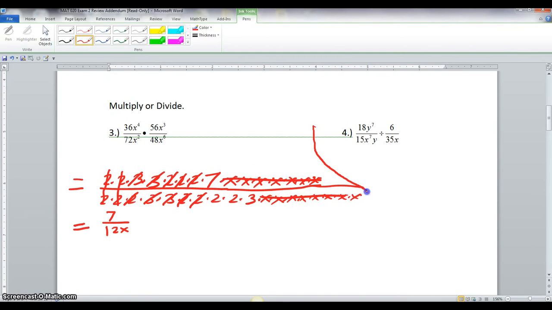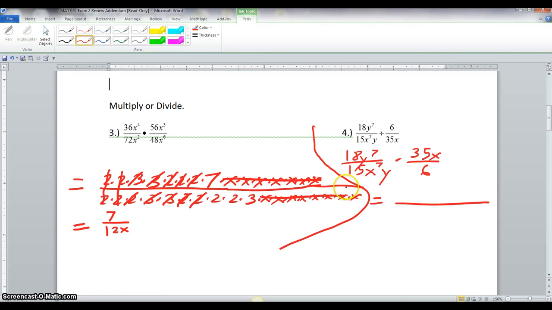Now we come here to problem number 4. Before we do the prime factorization of this, let's change this division to multiplication. So we will have 18y to the 7th over 15x to the 7th y times, we'll take the reciprocal, it'll be 35x over 6. Now we could do the prime factorization.